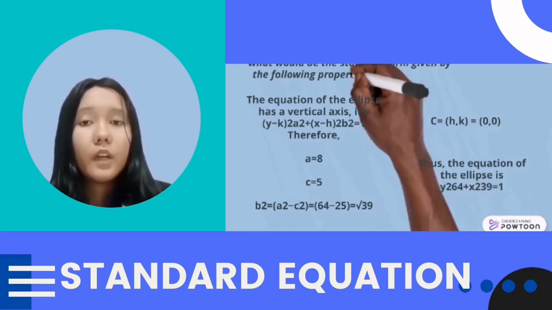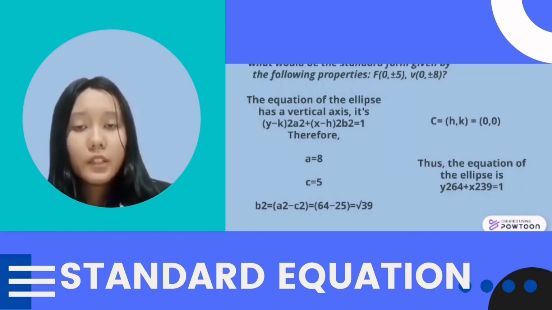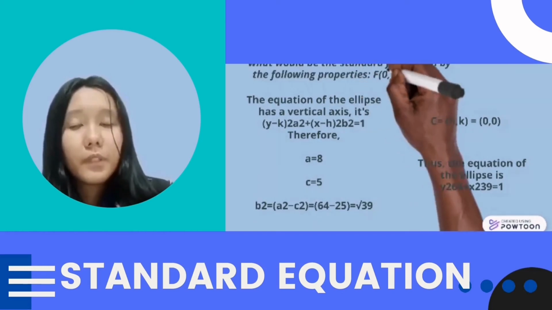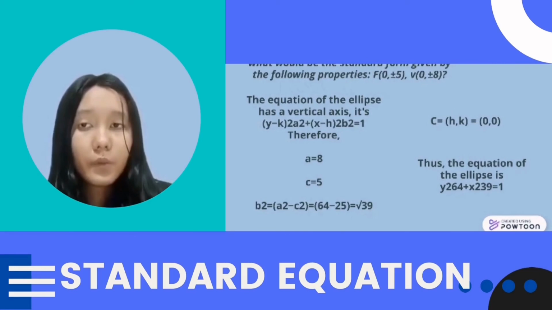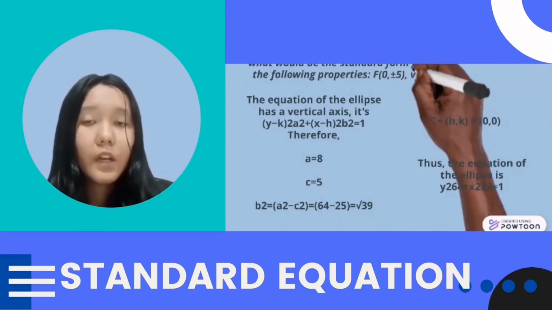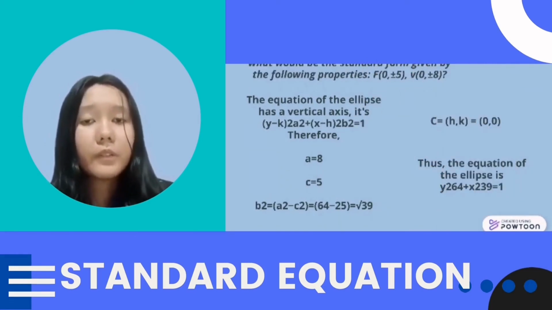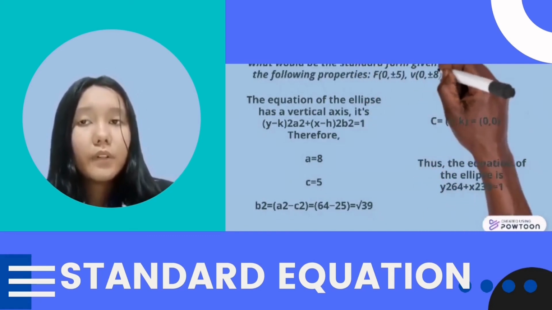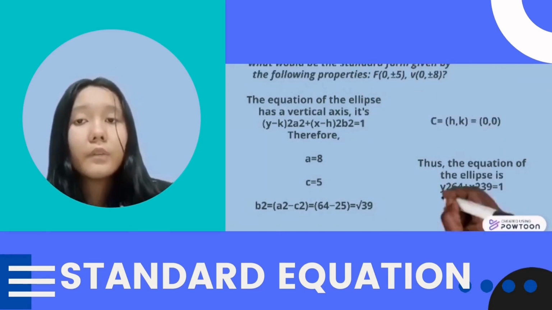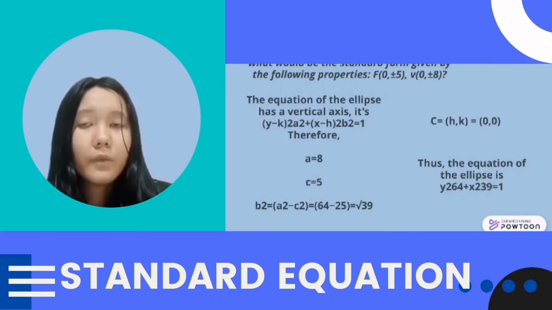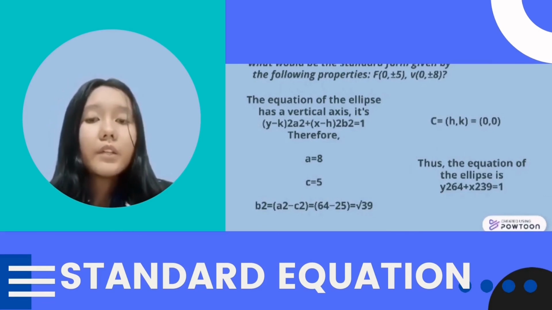Therefore, the a would be 8, the c would be 5, resulting in b squared equals a squared minus c squared, which gives us 64 minus 25, resulting in 39. Thus, the vertical ellipse would be x squared over 39 plus y squared over 64 equals 1.